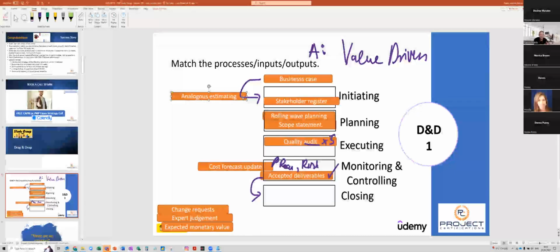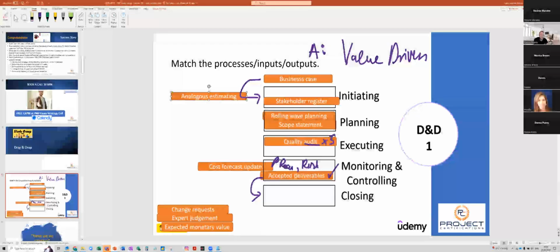So to make the long story short, an analogous estimate by its nature is a high-level estimate. Therefore, we do not need this estimate to be done in planning. The only place I need that is going to be initiating, when I have something on a high level. And that's why it's tricky, because PMI explained this as part of planning, but we no longer need it there. We only need it in initiating itself.